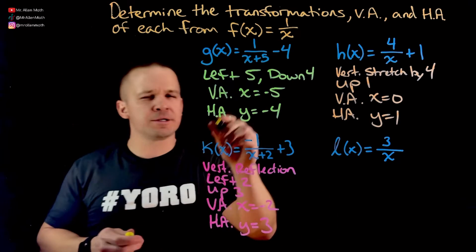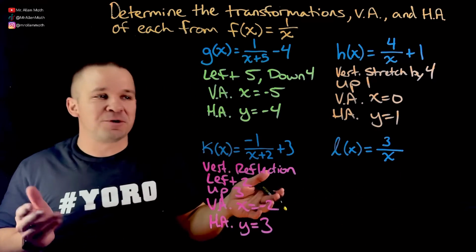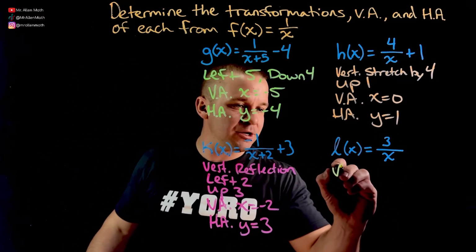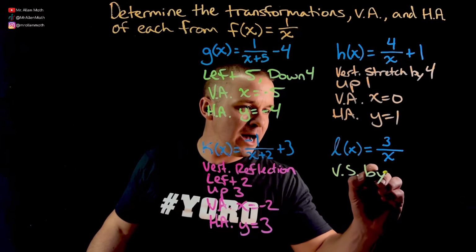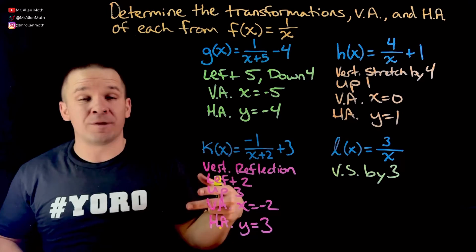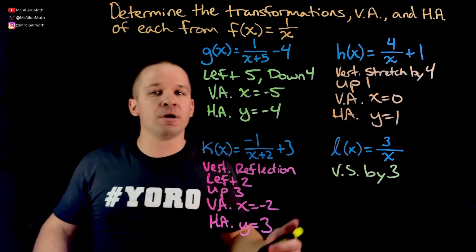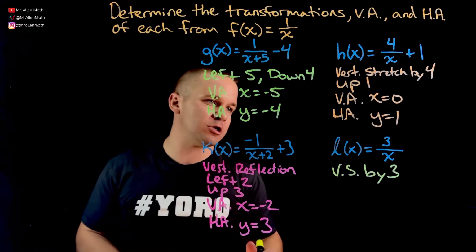Last one over here. Yellow, which kind of looks like green, but it's a little different. 3 over x. This seems like the simplest one here. We got a vertical stretch by 3, right? If I plugged in 1, instead of getting 1 over 1, I'd get 3 over 1. That's 3 times larger. If I plugged in 2, I get 1/2 normally, but here I get 3 over 2. It's 3 times larger. So vertical stretch by 3.